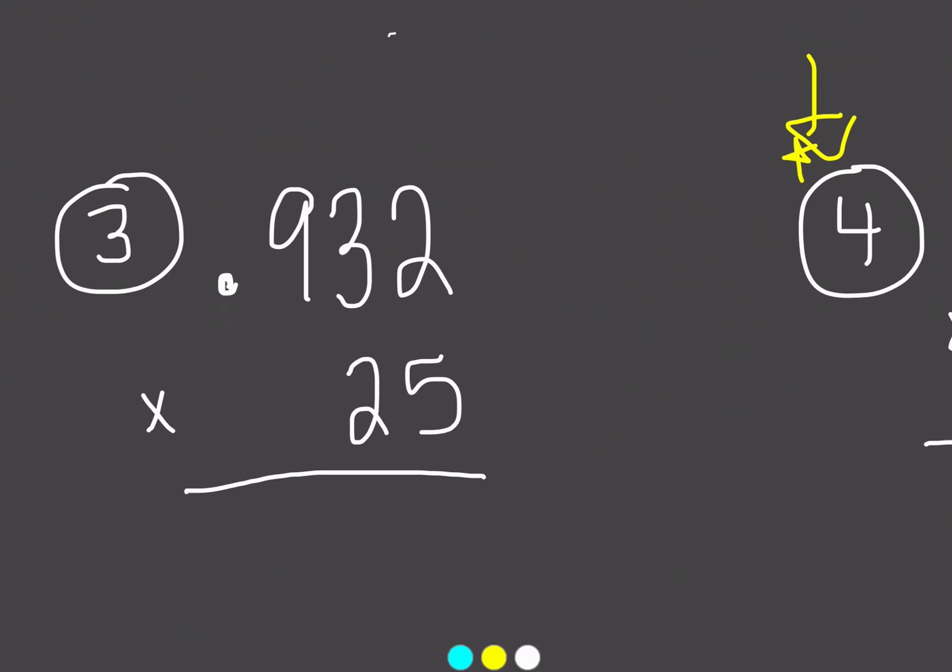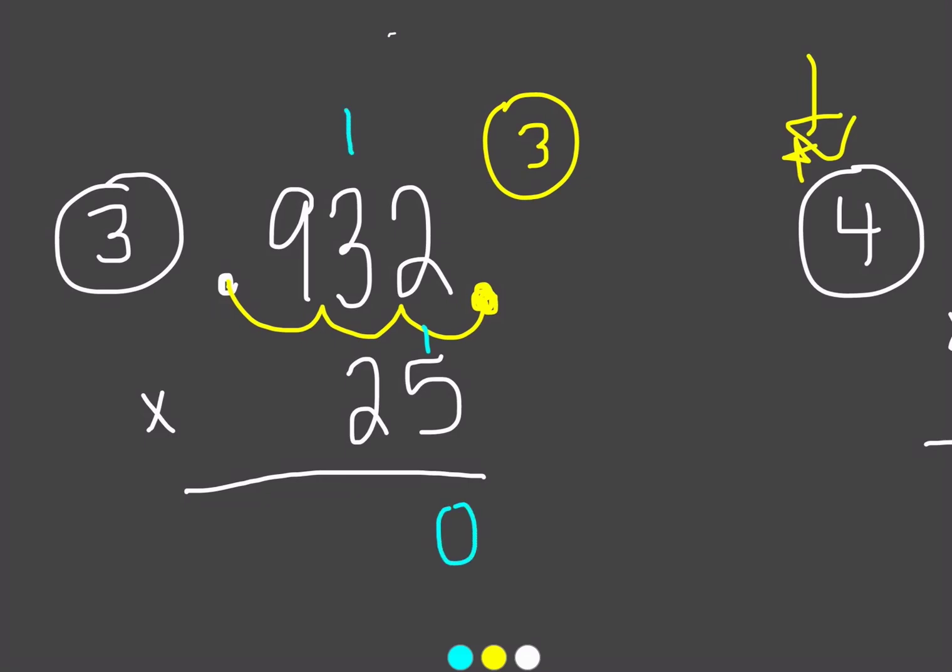Now number 3 said, oh, this is a bigger problem, but I promise you all my steps are going to remain the same. I'm going to jump my decimal over to make it both whole numbers. I'm jumping over 3 places. I multiply it out. 5 times 2 is 10. 5 times 3 is 15, plus 1 is 16. 5 times 9 is 45. 45 plus 1 is 46.